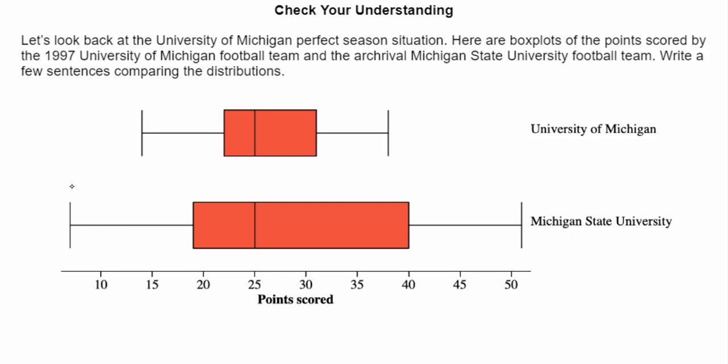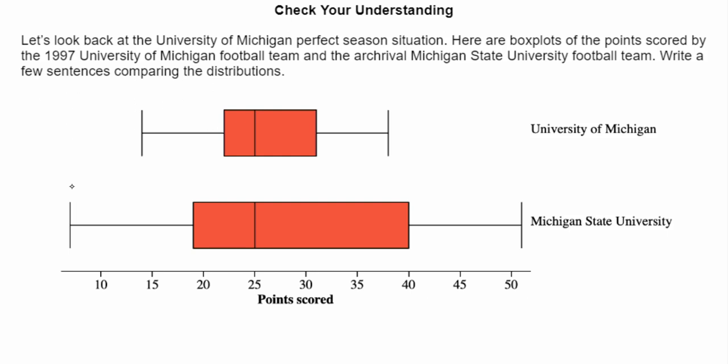Okay, here's an example of using box plots and doing some comparative language and using IQR and means and everything else we know about the 5 number summary of box plots. So here we go. Let's look back at the University of Michigan perfect season situation.